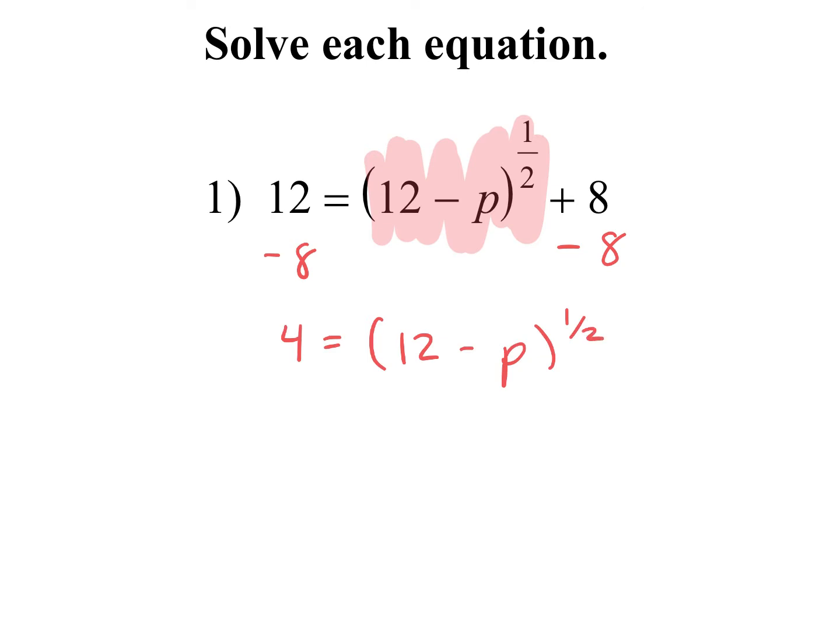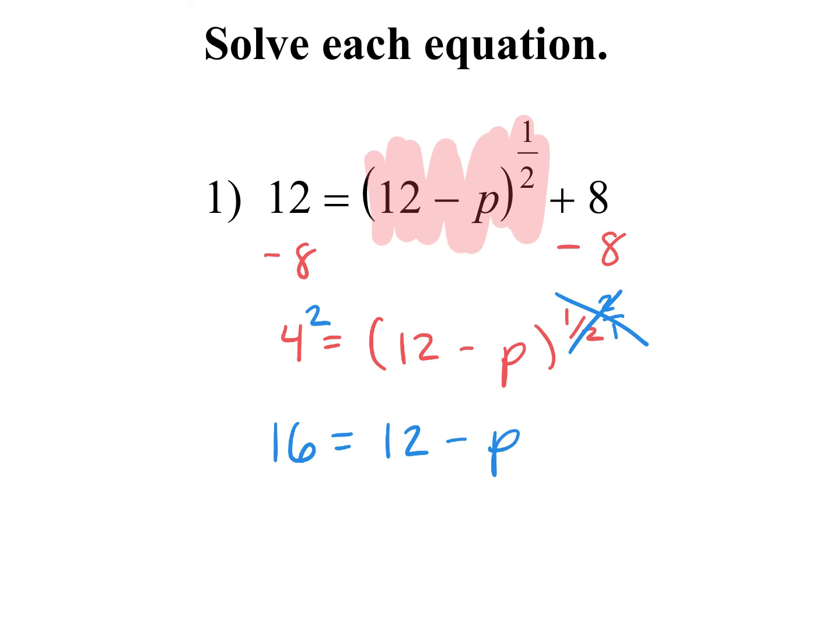What should we do next? What's the reciprocal of 1 over 2? 2 over 1. So we raise this to the power of 2 over 1, which is just 2. So it's just to the power of 2 on both sides. This cancels. What's 4 to the power of 2? 16. So 16 is equal to 12 minus p.